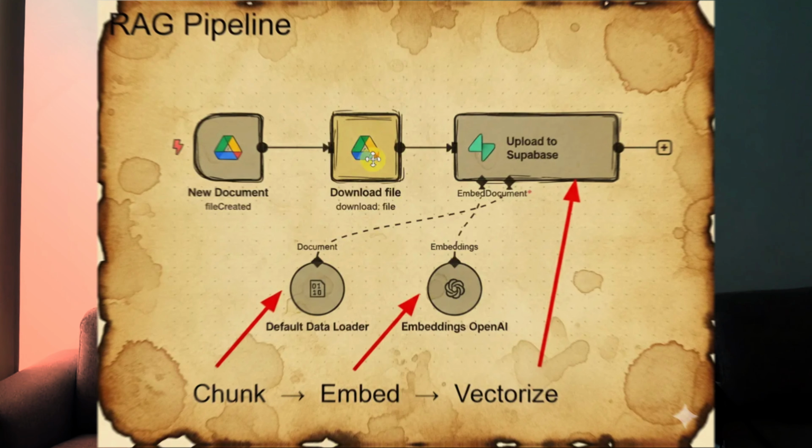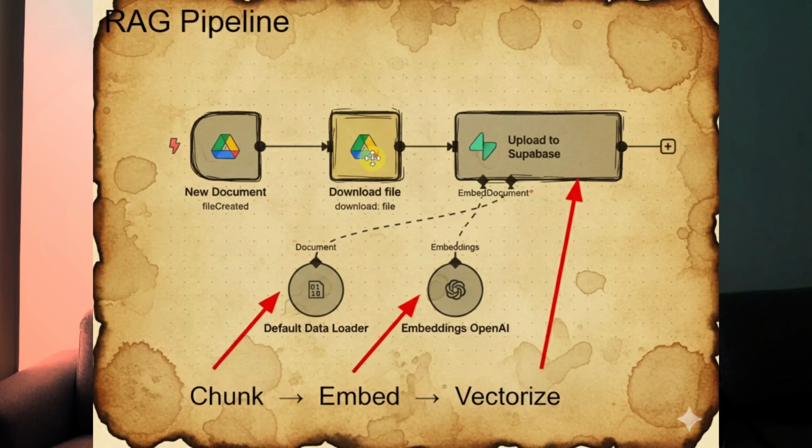In our build, we will automate this process. Whenever a new file appears in Google Drive, a workflow will download it, break it up with a data loader, convert each chunk into an embedding, and upload everything to our vector store, Supabase. That's how we make your data ready for retrieval.